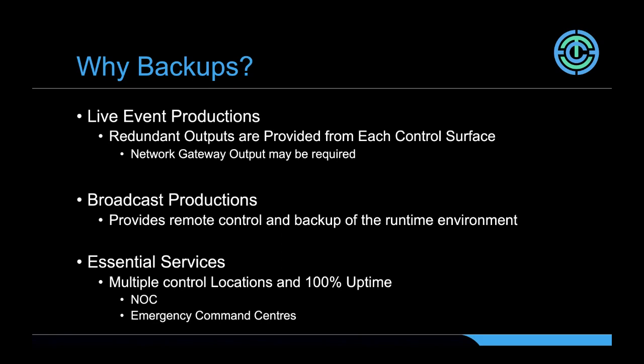So redundant outputs are provided from each of the control surfaces. Network gateway outputs may be required, and this is something that, again, what we just talked about is important, that you're planning your DMX output to your rig, to your moving lights, to your LED fixtures, or your practicals. The good thing with networking is that you can have multiple paths between 2 points with proper networking topology, and you can have some redundancy built in by spreading your outputs over multiple gateways.